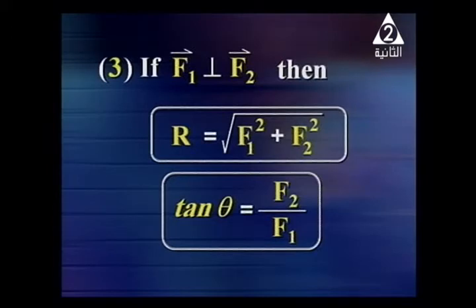Remember, dear student, if we have two forces that are perpendicular, then when we find the resultant of the two forces, we use R equals square root of F1 squared plus F2 squared. This is the magnitude of the resultant, but for direction we use tan theta equals F2 over F1. After that, we find theta equals shift tan of the answer, which gives the measure of the angle between F1 and R.